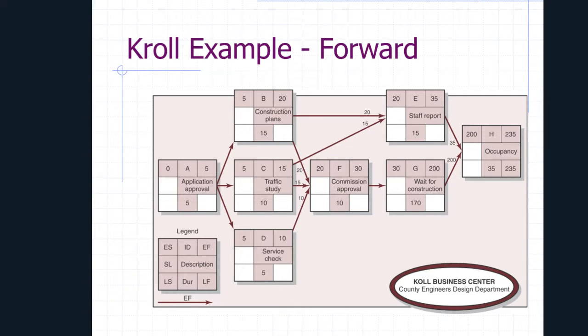If we then look at E, which is on the very top towards the right of the screen, we can see that we've got an arrow coming in from activity B, and we've also got an arrow coming in from activity C. And both of those activities finish at different times.